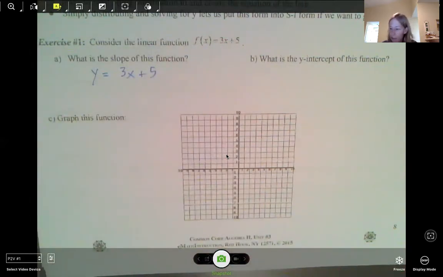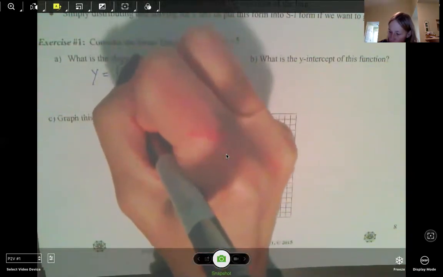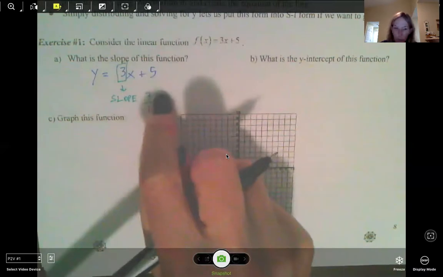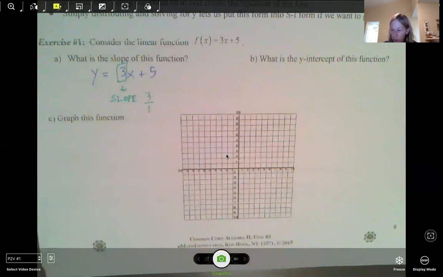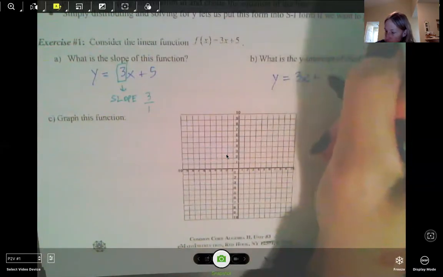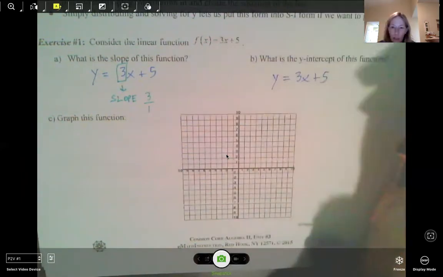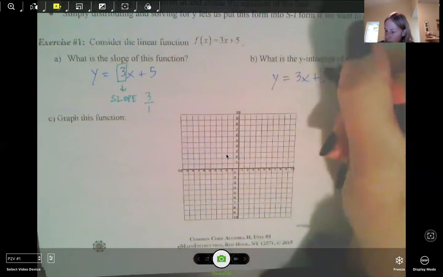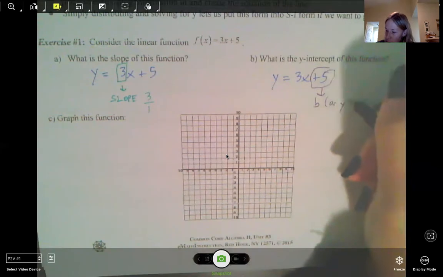Slope is always the number in front of x. So this is your slope. And if we want to, we can write that as rise over run, 3 up and over 1 to the right. So that is the slope of the line. And then if we write this equation again, y equals 3x plus 5, the constant that's by itself when it's in this form, when y is by itself, this is what we call b, or the y-intercept.